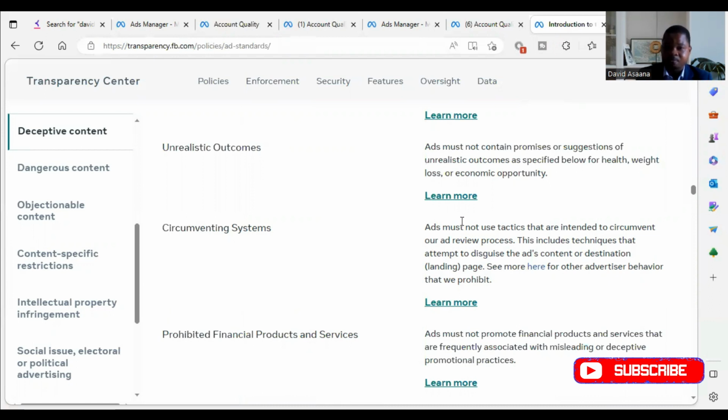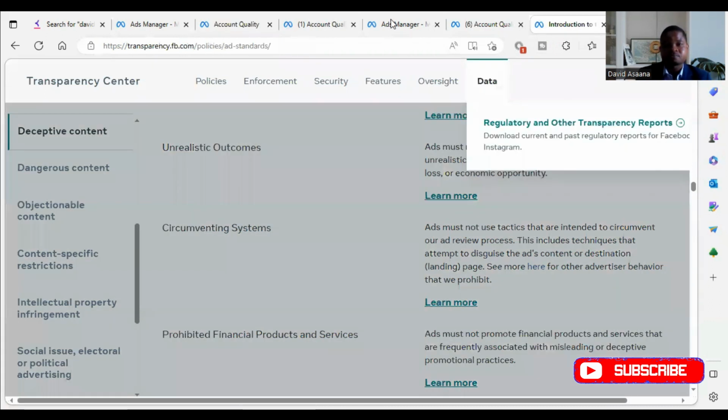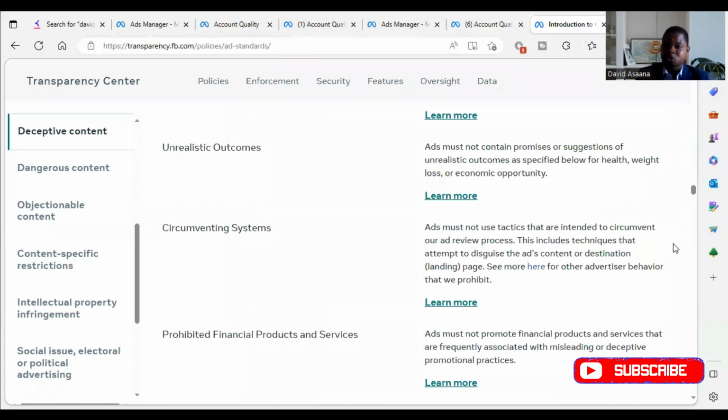Okay, so let's say you are posting a certain product which has a logo on it. Maybe it's a branded product and the product is not actually from the original manufacturer, and you may be violating a policy we call third-party infringement. So let's say you are violating that policy and you have decided to cover the logo. They will call it circumventing systems.